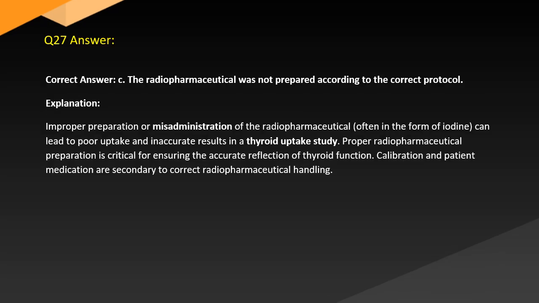Answer. Correct answer: C. The radiopharmaceutical was not prepared according to the correct protocol. Explanation: improper preparation or misadministration of the radiopharmaceutical, often in the form of iodine, can lead to poor uptake and inaccurate results in a thyroid uptake study. Proper radiopharmaceutical preparation is critical for ensuring the accurate reflection of thyroid function. Calibration and patient medication are secondary to radiopharmaceutical handling.